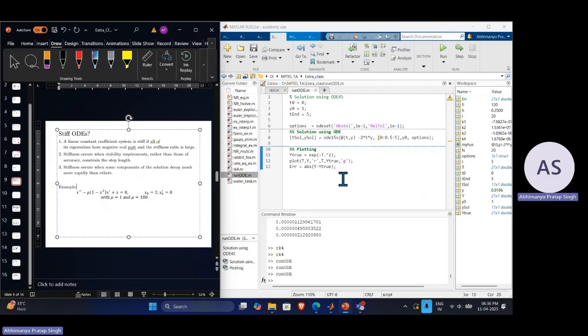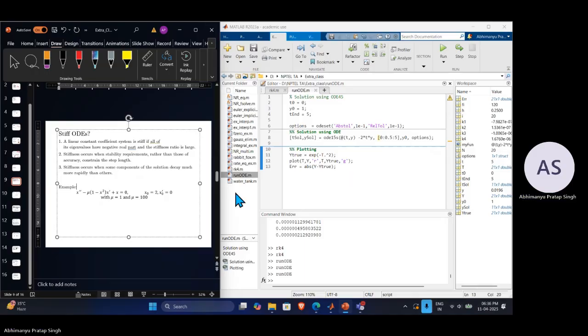ODE15s takes care of everything. If one of the time series requires very small time stepping, it will do that. And then for the other one, it will again start to take very large time steps, so that the solution converges quickly. You can just go through the documentation.